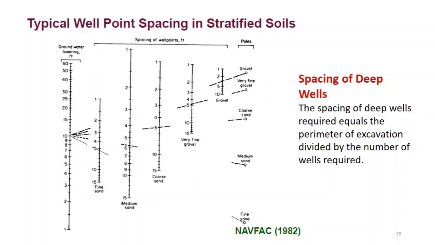For the spacing of deep wells, what you can do is the spacing of deep wells required equals the perimeter of the excavation divided by the number of wells. If you know the perimeter of the excavation, and the number of wells required, which you have calculated depending on the flow or the amount of dewatering or lowering of the groundwater table required, then just dividing the perimeter by the number of wells will give you the spacing of the deep wells. That's another way you can do that, and we'll see it with the help of an example afterwards.